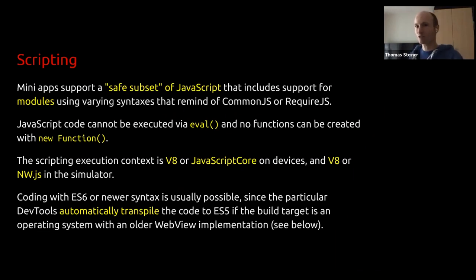The scripting execution context is V8 or JavaScript Core, depending on the device. For Android, it's V8. For JavaScript Core, this means it's running on an iOS device. And in the simulators, it's V8 or NWJS. And coding with ES6, so newer JavaScript syntax, is possible because the DevTools automatically transpile the code to ES5 if the build target is an operating system with an older web view. But this is, of course, becoming less and less relevant just because web browsers in general and web views catch up. And typically, you just develop in ES6 and then the build dynamically transpiles to older syntax only if necessary.